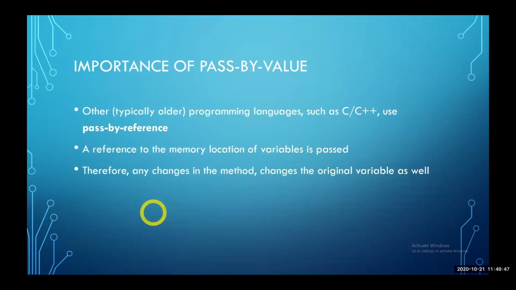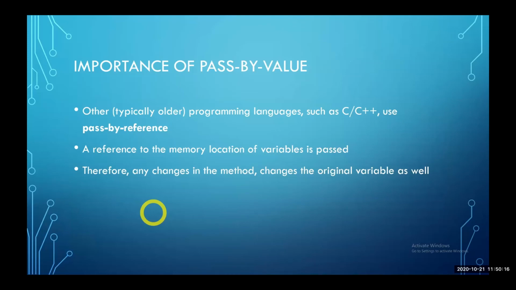All right, so now why am I talking about this? So in other programming languages, they use something called pass by reference, which is a reference to the actual memory location of that variable. Meaning, if I change that variable in my method, it does affect the actual parameter. It does change it. Why would they do this? Why not just do everything passed by value?